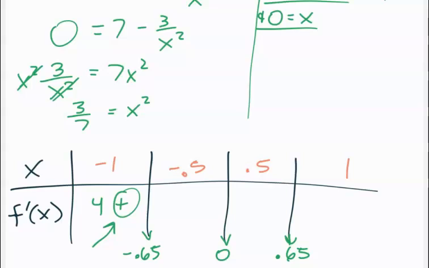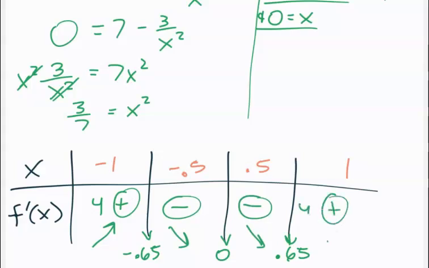And then if I put in something like negative 0.5, I get a negative number. So that tells me it's decreasing. And then if I put positive 0.5 in, I actually get the same number because the squared gets rid of the negative. So also negative, so there's a decreasing interval. And then if I put in 1, I get the same thing as if I put in negative 1. I get 4. So it's positive, so that interval is increasing.